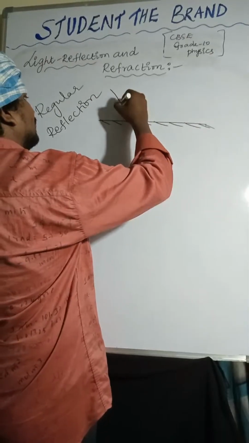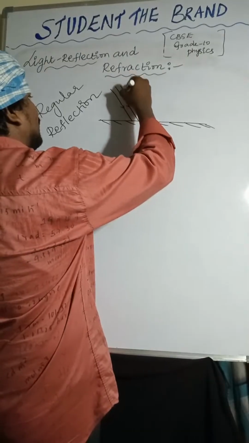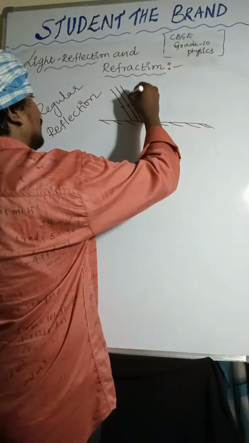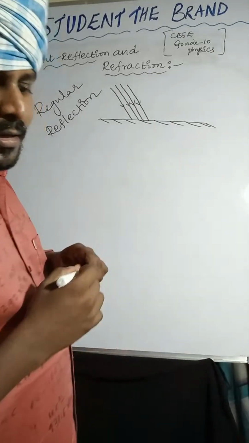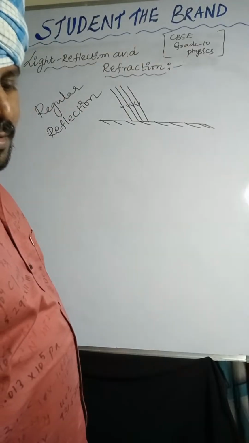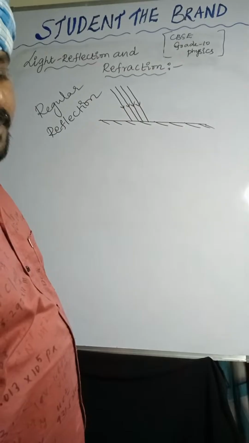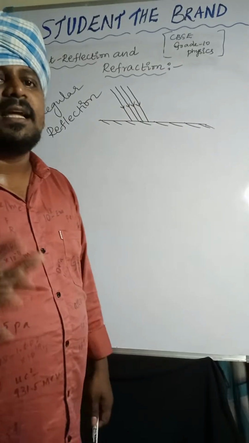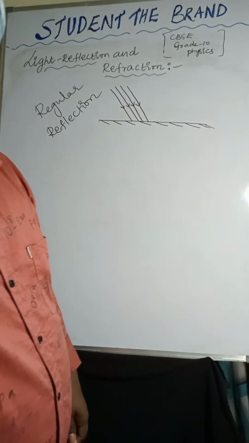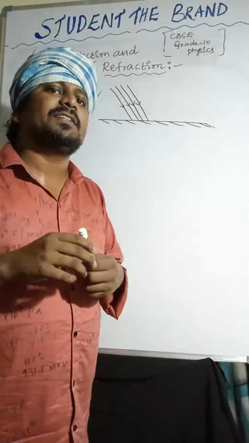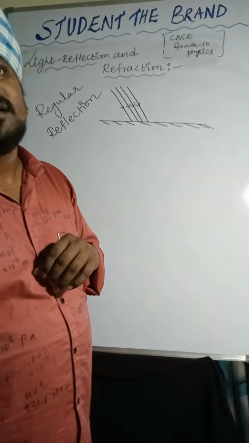Here are rays 1, 2, 3, 4. Incident light rays are parallel to each other. Then the reflected light rays are also parallel to each other.